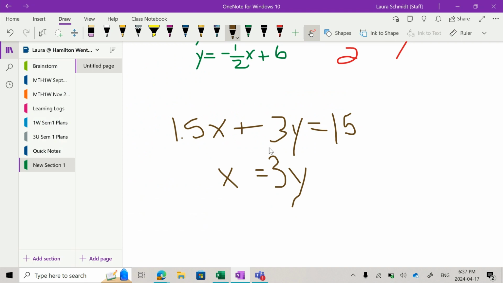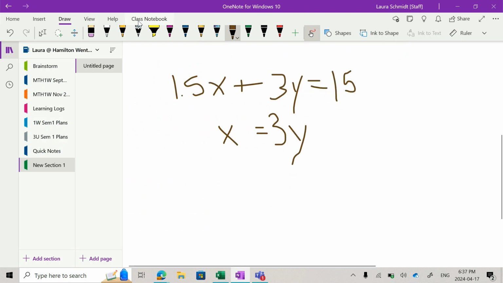So just like the last question, I would want to isolate y so that I can graph it easier. So this one would become y equals, I'm going to move that to the other side. So negative 1.5x plus 15. I forgot my 3. Sorry, 3y. And then I have to divide everything by 3.